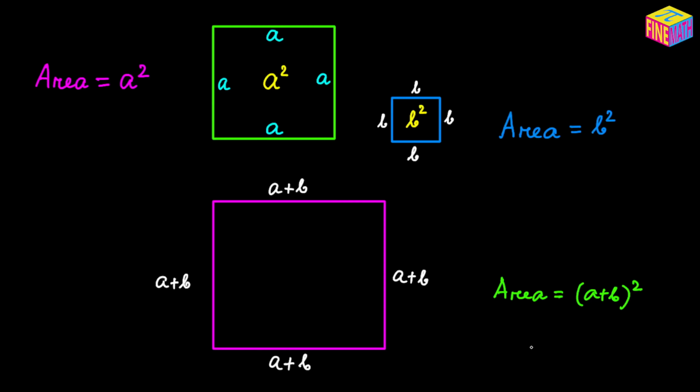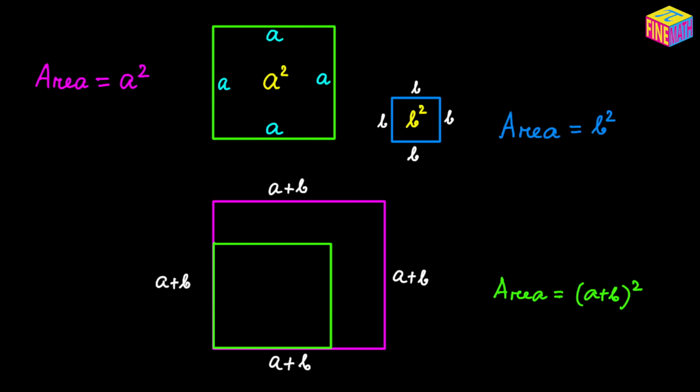Now, if you think about it, would the area of the bigger square be equal to the sum of the areas of the two smaller squares? I mean, do you think that (a + b) whole squared, the area of the biggest square here, would be equal to the sum of a squared and b squared? Well, let's try to find that out. So let's try to draw the two other squares inside this larger square.